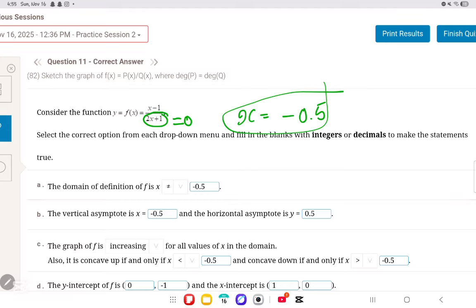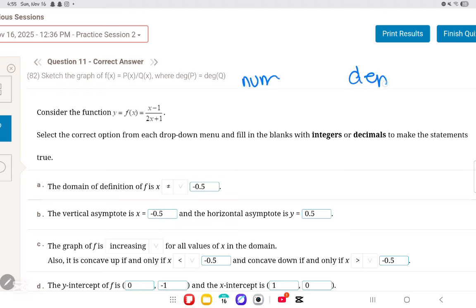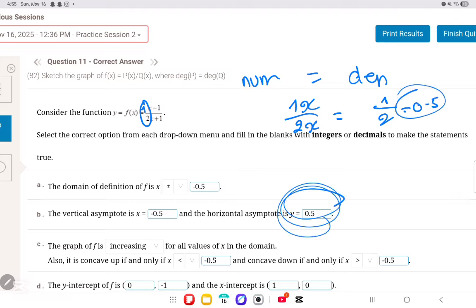Now, for my horizontal asymptote, I check my numerator and denominator. My numerator's highest exponent is equal to the denominator's. That means my horizontal asymptote is going to be the fraction of the coefficients of x. So I have 1x over 2x. How much is that? That's going to be 1 over 2, which is 0.5. That means my horizontal asymptote is 0.5.